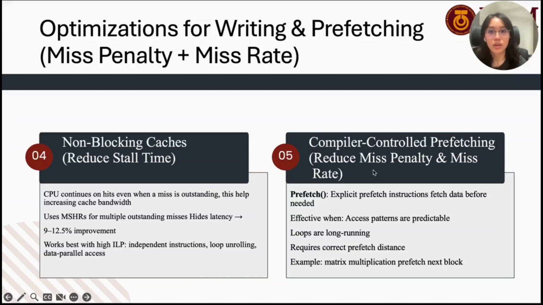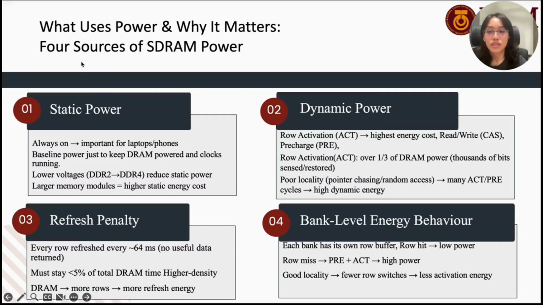Lastly, compiler-controlled prefetching. The compiler will insert a prefetch so that the data is fetched before it is needed. It is best used with matrix multiplication, prefetching the next block.